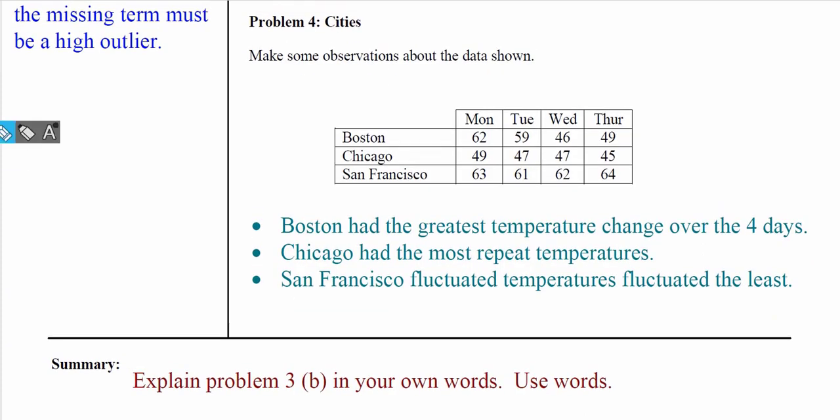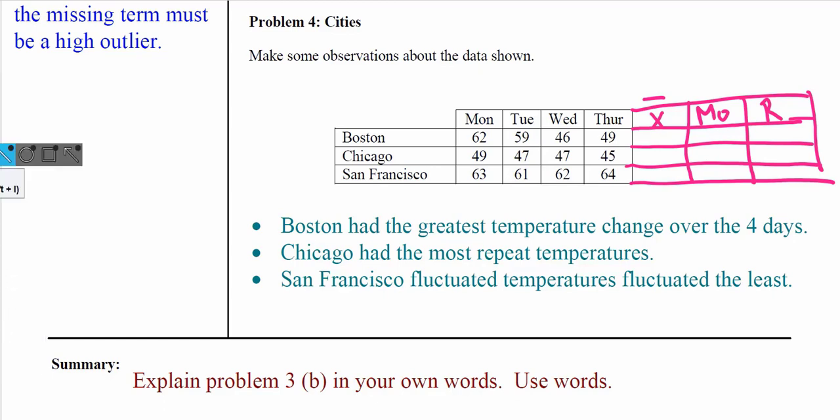Here's a table of temperatures for 3 cities over a 4-day period. I'm going to go ahead and extend this table out. If you calculate these, and I leave that up to the listener to confirm with their calculators, I get a mean of 54 for Boston, a mean temperature of 47 for Chicago, and a mean temperature of 62.5 for San Francisco. There is no mode for Boston or for San Francisco, but we do see a mode here in Chicago of 47.